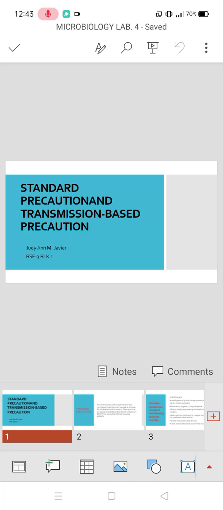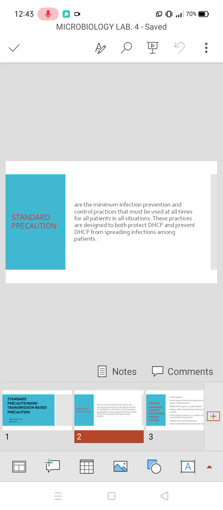Javier, and I will discuss the standard precaution and transmission-based precaution. So what is standard precaution? Standard precautions are the minimum infection prevention and control practices that must be used at all times for all patients in all situations. These practices are designed to both protect DHCP and prevent DHCP from spreading infections among patients.